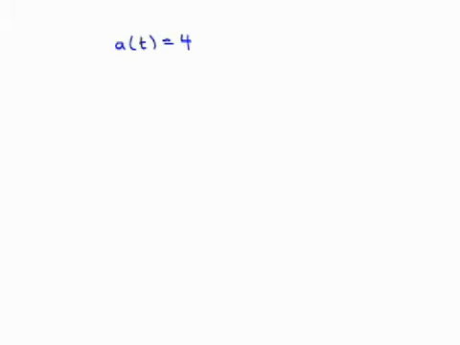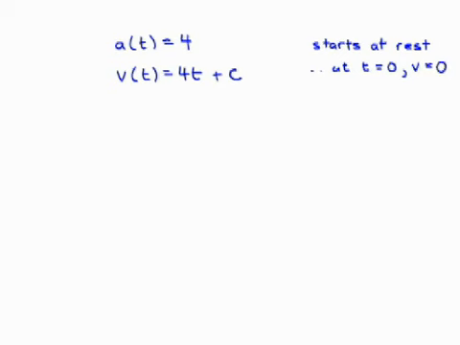To find v of t, which is our velocity equation, we'll take the antiderivative. So v of t is going to equal 4t plus c. c is the constant we need to find. But we're told some information. We're told that the toy starts at rest. That means at t equals 0, its velocity is 0. And based on that, we can say that c, that constant, must also be equal to 0. So therefore, v of t is equal to 4t.